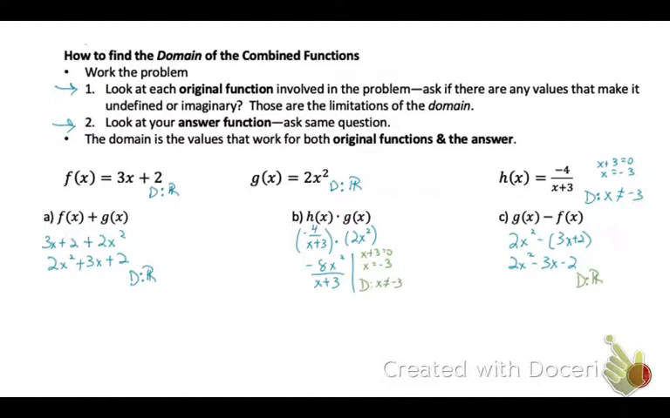Now my two original domains of g of x and f of x were all real numbers, and so in my resulting function, 2x squared minus 3x minus 2, when I subtracted, I do not need to introduce any limitations for my domain, because there's no chance to get 0 in a denominator or a negative number under an even root. So I would say my domain is all real numbers.